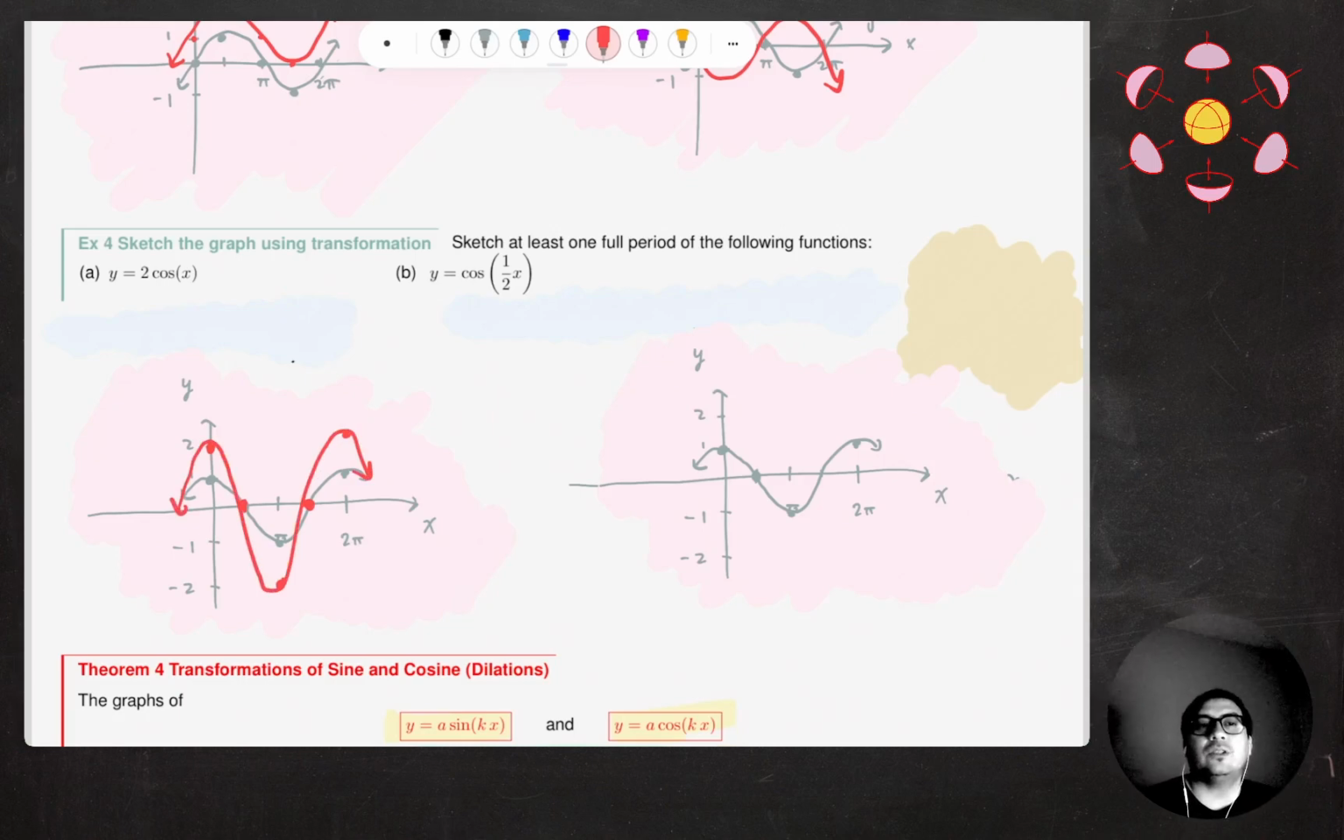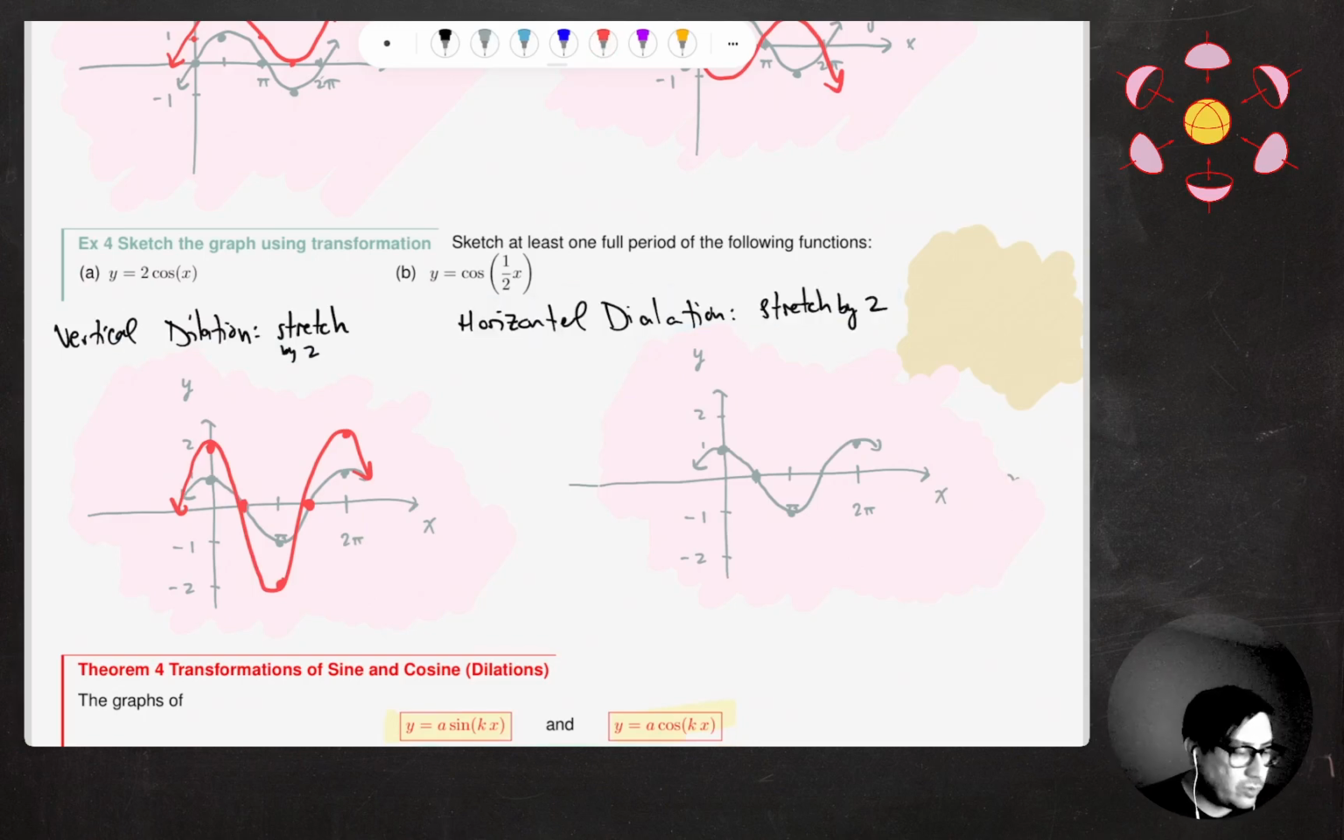So that's what 2 times cosine of x looks like. All right, and then the last one here, what if we have cosine of 1/2 x? This time, let's go ahead and uncover this. It's a stretch by 2. This time, multiplying the x by 1/2 inside of the parentheses.